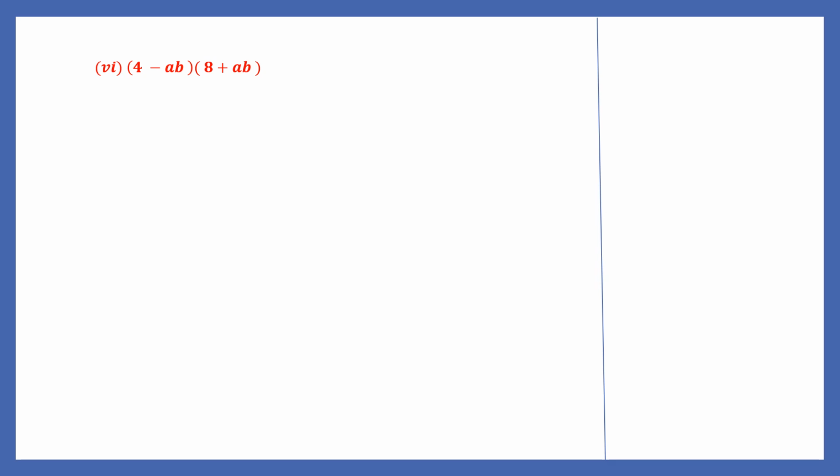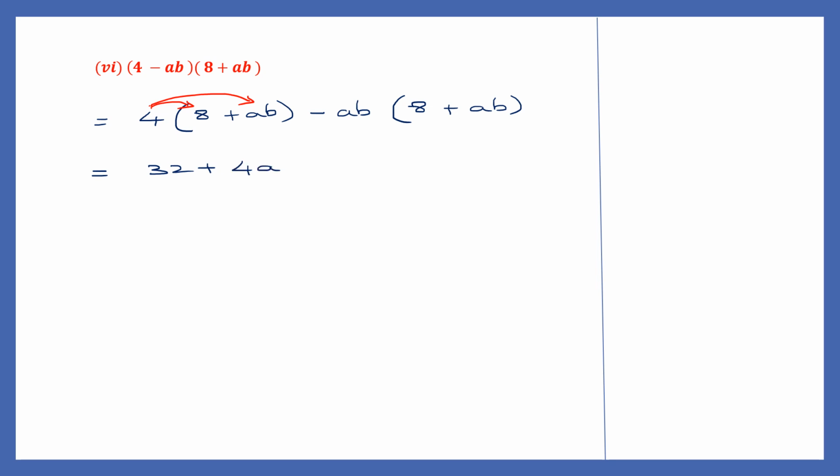Sixth one also, let's do it the same way. Let's take the first term of the first expression and multiply it with the whole of the second expression, or the second binomial. Now take the second term of the first expression, minus ab, multiply it with the whole of the second binomial. So now first we're going to multiply 4 into 8 and then 4 into ab. So let's do that. 4 8s are 32, plus 4 into ab is 4ab, minus, now here minus ab into 8 first, minus ab into 8 and then minus ab into ab.